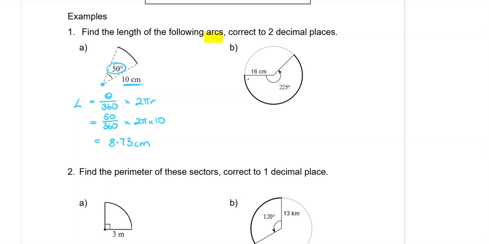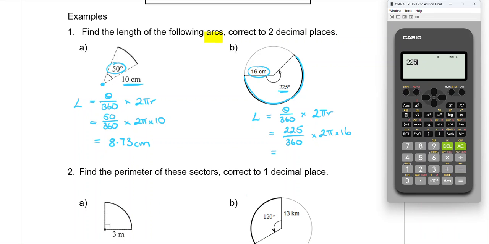Question two, now the dark line around here is the one that we're trying to find the arc length of. So we want L for arc length equals theta over 360 times 2 pi r. Okay, this time the angle is 225. So I do 225 over 360 times by, and the radius will be 16. So 2 pi times 16. Type it into the calculator. It is 62.83 centimeters.